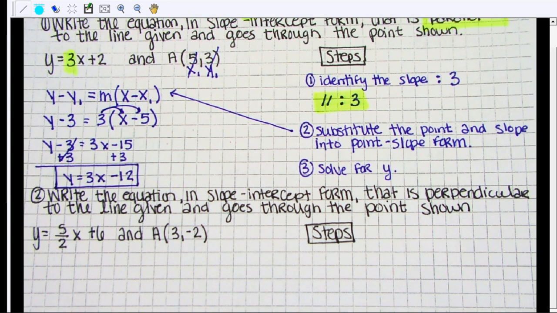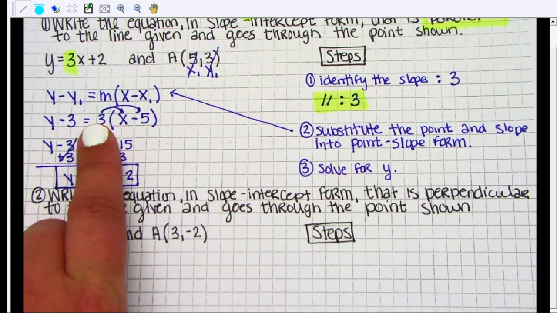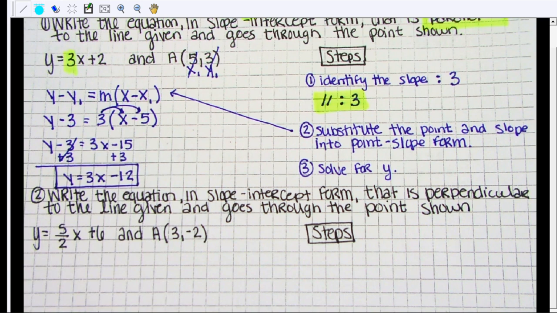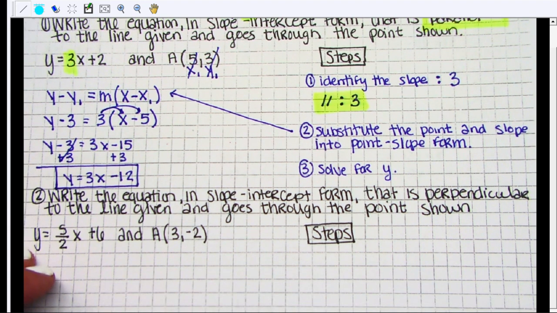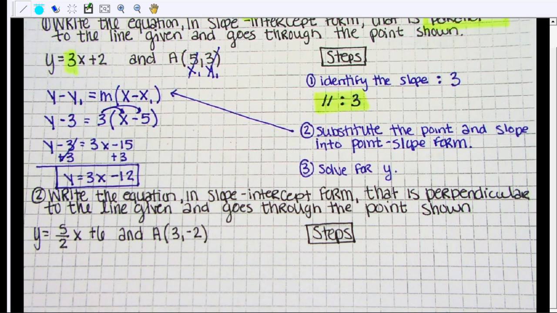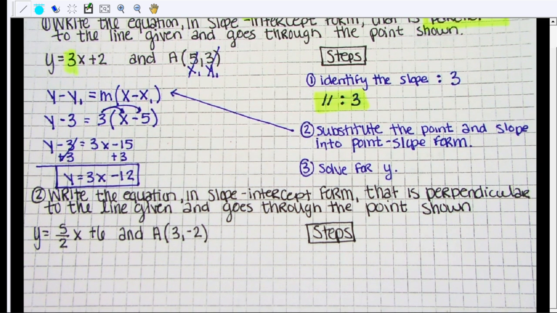3 times negative 5 with the distributing. Okay. We're going to skip number 2. And I want you to do number 3, which is the same exact type of problem. So skip 2. 2 is with perpendicular. So before we forget how to do this, I want us to jump down to number 3. And we're going to do that underneath the Let's Practice bar.